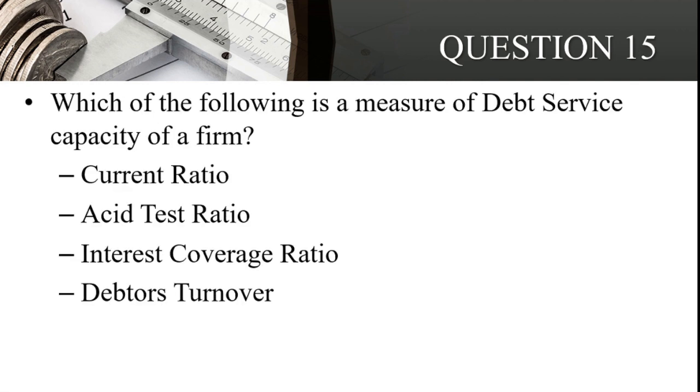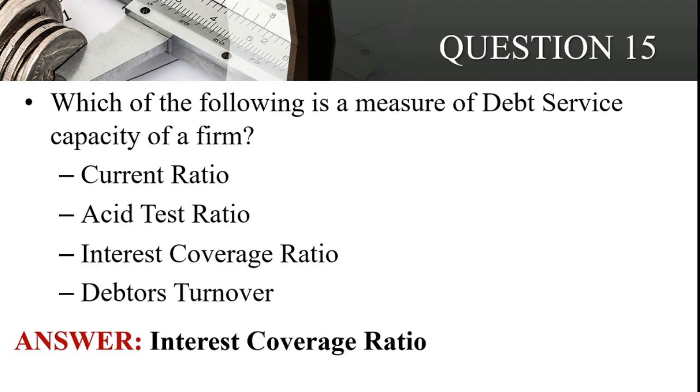15th question: which of the following is a measure of debt service capacity of a firm? Options: current ratio, acid test ratio, interest coverage ratio, debtors turnover ratio. And the answer is interest coverage ratio.